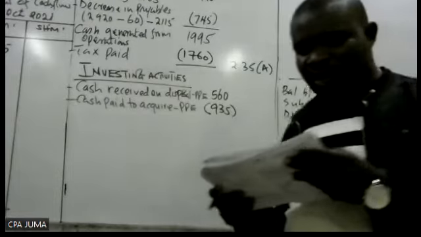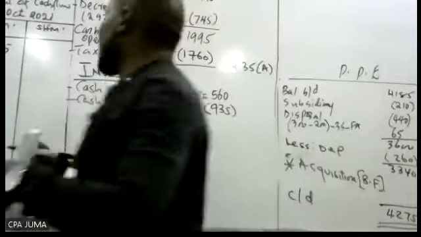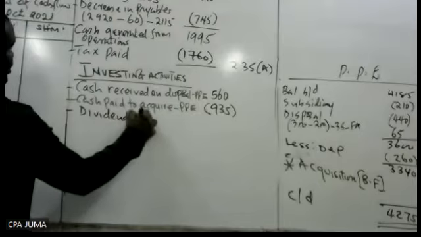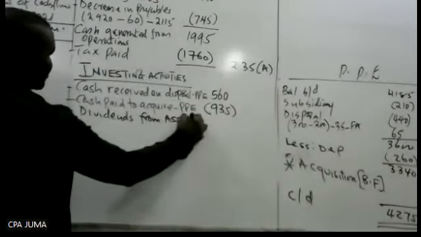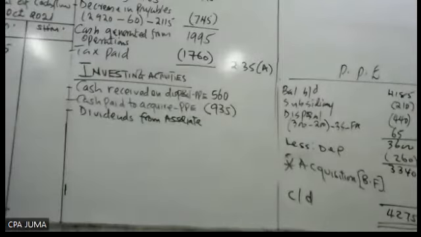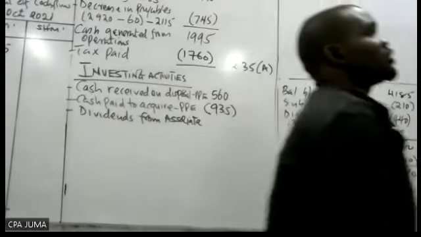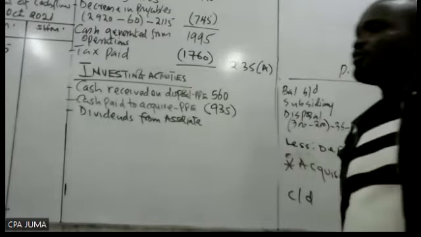Investment in associate. When you see investment in associate like this, write there: dividends from associates. Dividends from associates. Yes. Dividends from associates.